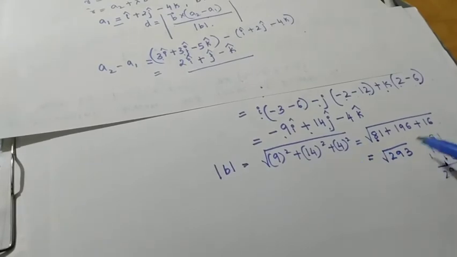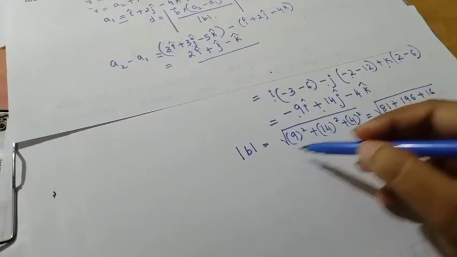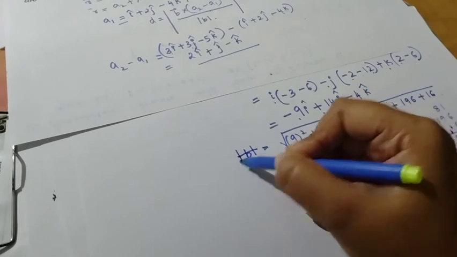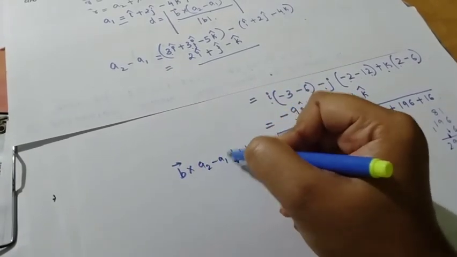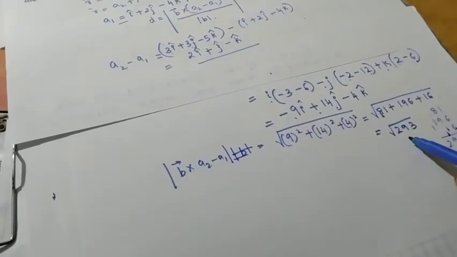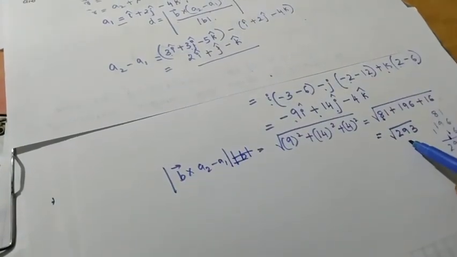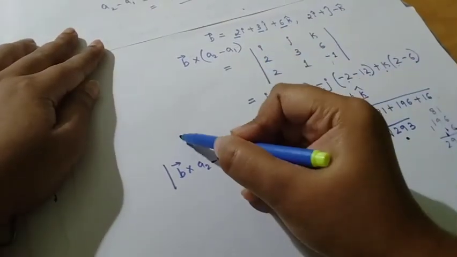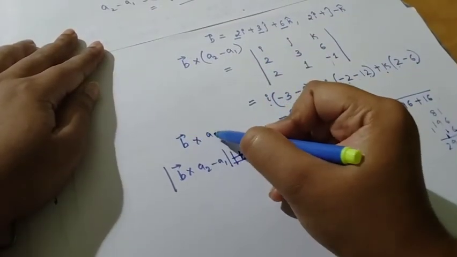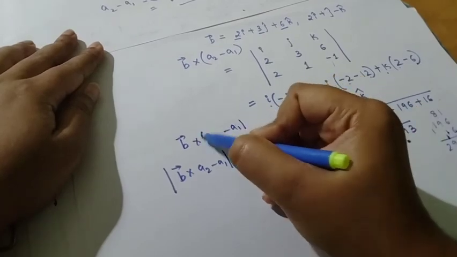Sorry, this is magnitude of what? B cross A2 minus A1. So magnitude of B cross A2 minus A1 you get it as root of 293. Because this is the value of what? B cross A2 minus A1, the value.